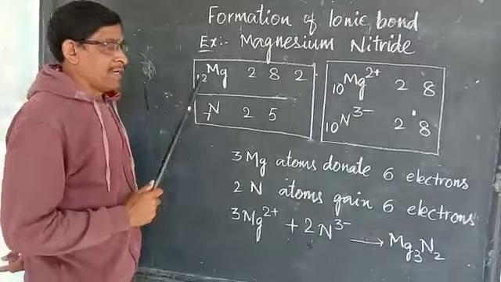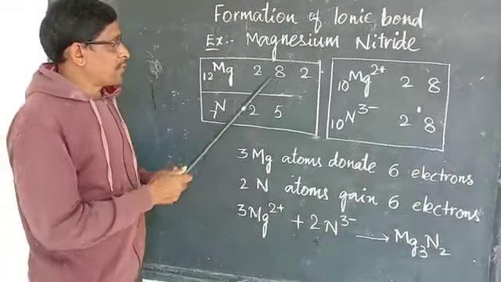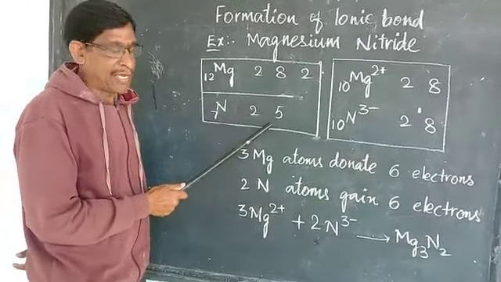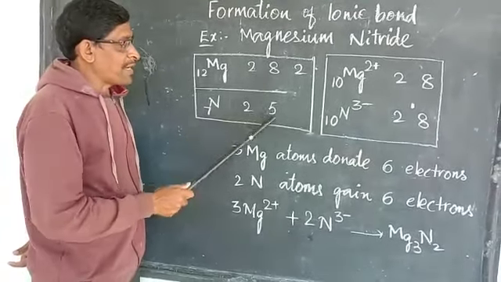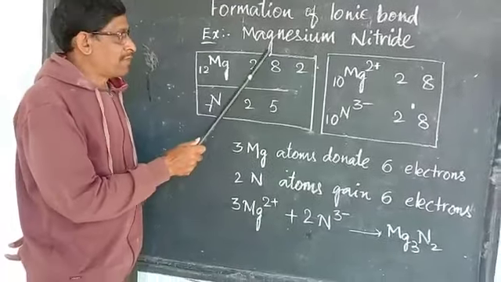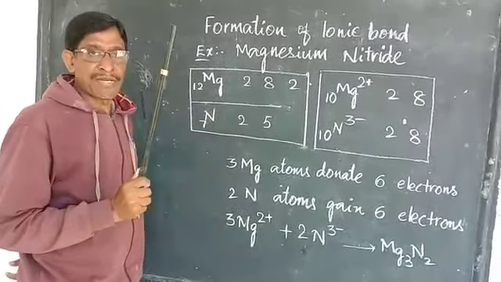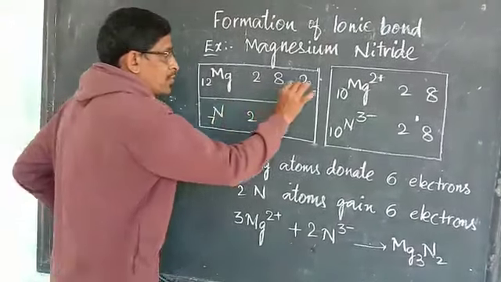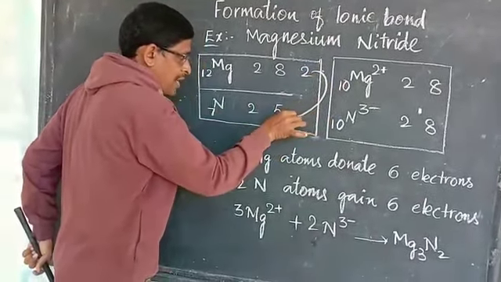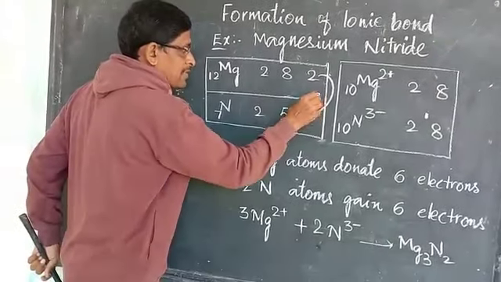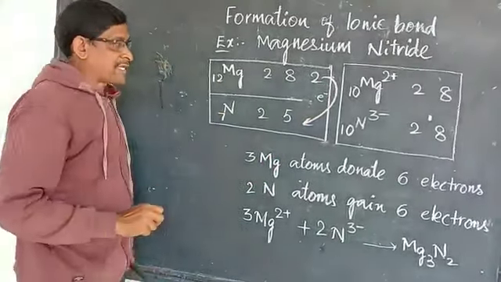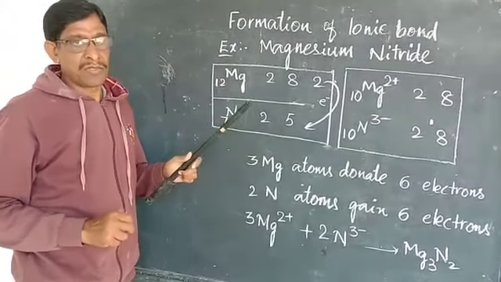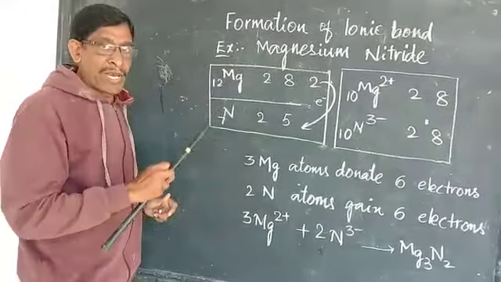In the same way, as we have already discussed, to get the octet state, they should have 8 electrons in the last shell. Now magnesium donates 2 electrons and this nitrogen takes those 2 electrons, but it is still not satisfied, so it requires one more electron.